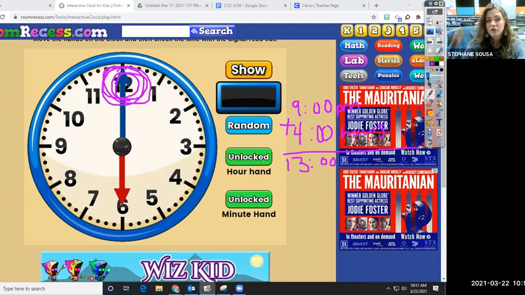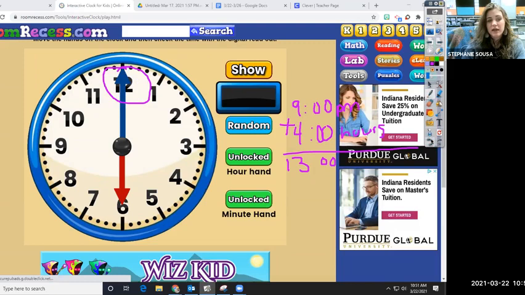So what we have to do is we have to think about what it means to start at 9 and add 4 hours. So I, instead of using the addition, like to actually touch my clock and count. 1 hour, 2 hours, 3 hours.